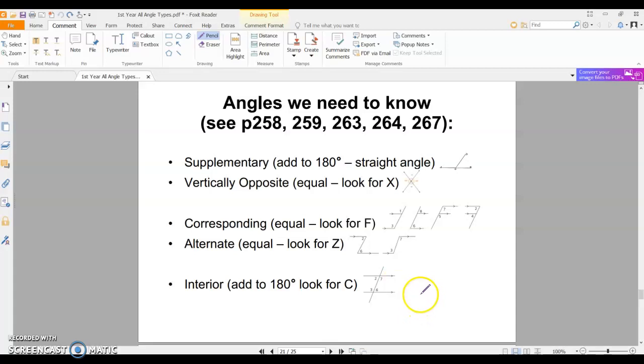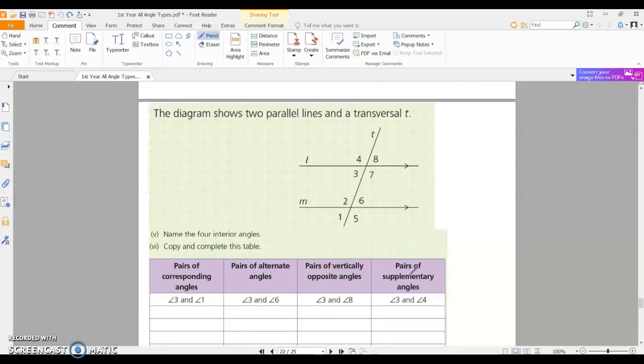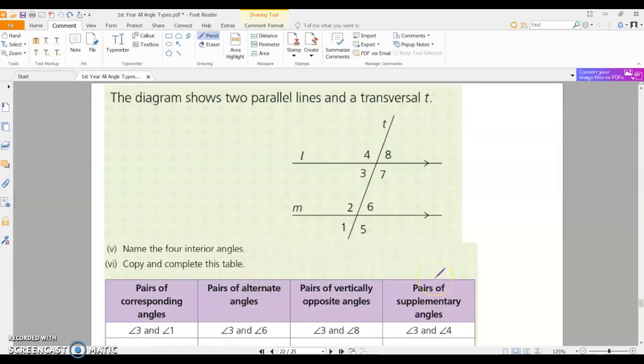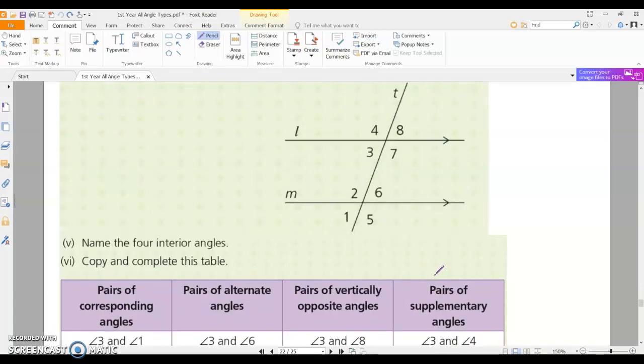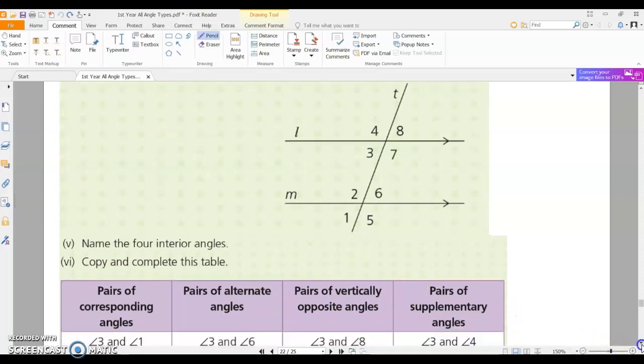All right. Now, I'm going to give you a couple of questions to do in your book. I think it's question 3 on page 266. I'll put it up in the Schoology post anyway. But that question gives you a diagram and asks you to pick out all the corresponding, alternate, vertically opposite, and supplementary angles on the diagram. Okay, so just to start off, a similar example.